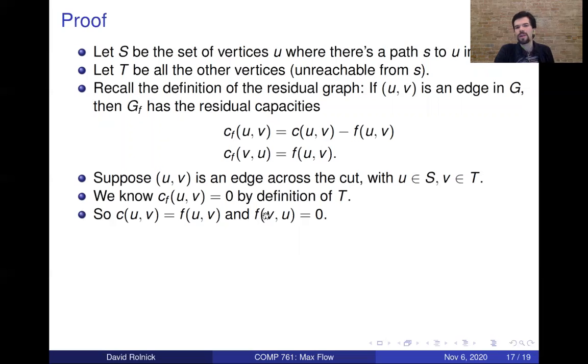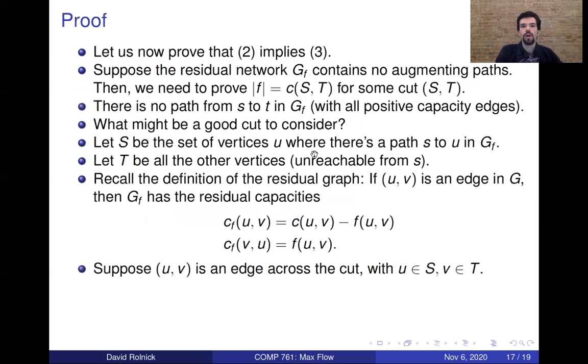And it also means that there isn't any backwards flow, because if F_VU was positive, then this definition would give you some residual capacity c_f. So you can never have any residual capacity, and you also can't have flow in the other direction, because then this would be equal to the flow that you were taking in the other direction.